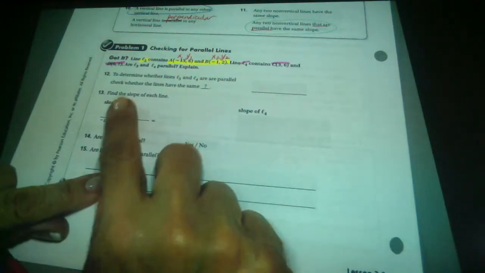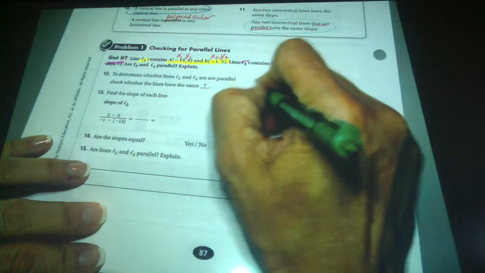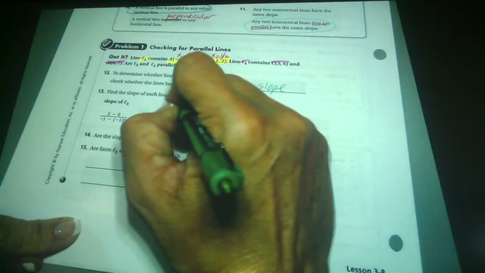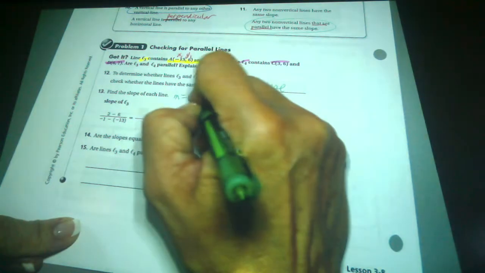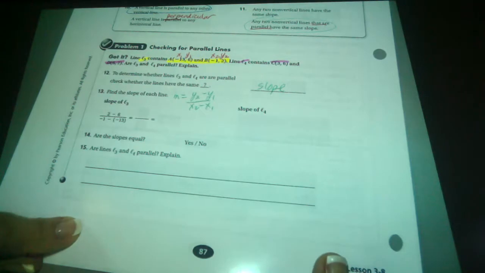All right, so then to determine if the lines are parallel, we have to check to see if they have the same slope. So you're going to see us finding the slope. So here's your slope formula. M equals y sub 2 minus y sub 1 over x sub 2 minus x sub 1. You're supposed to know that formula. And here they're applying it.